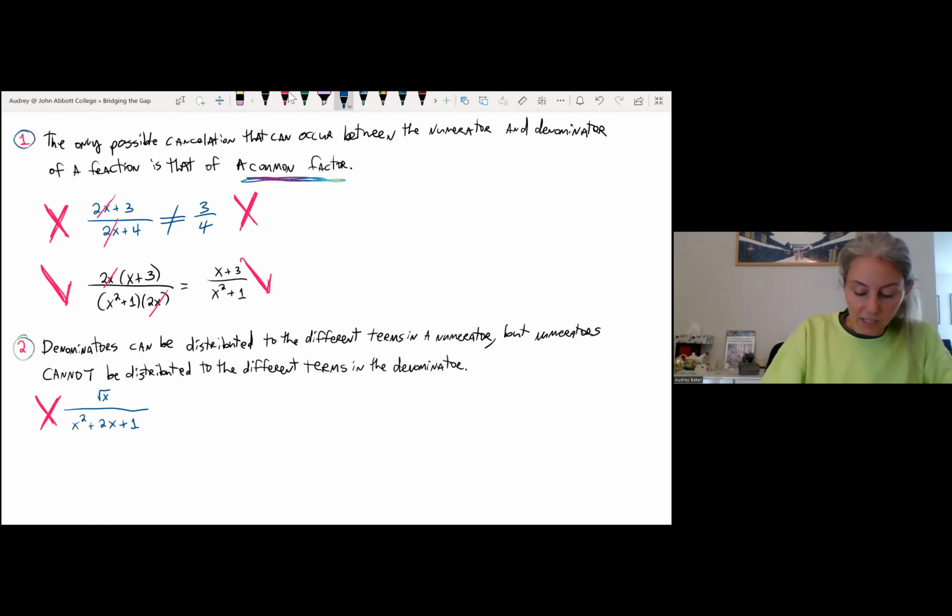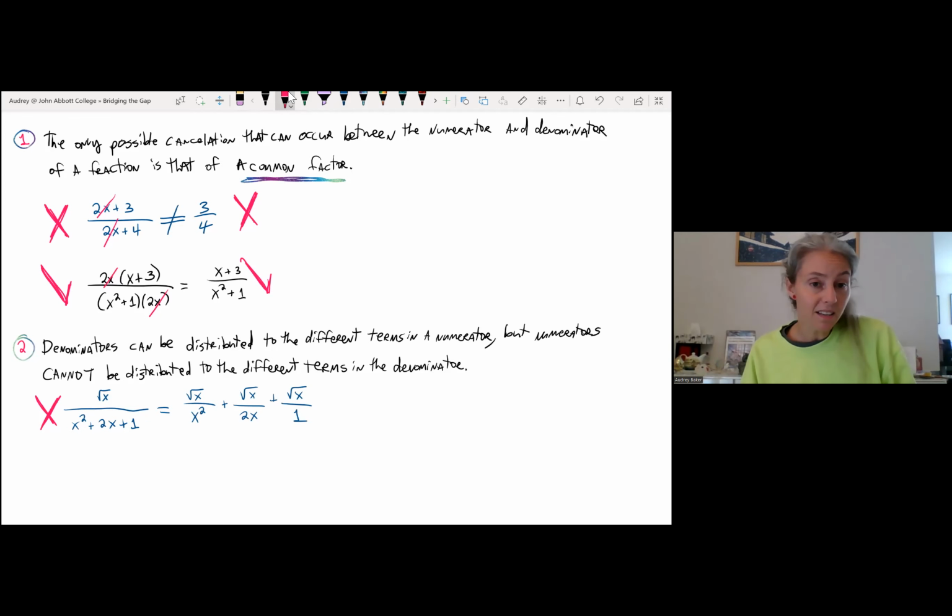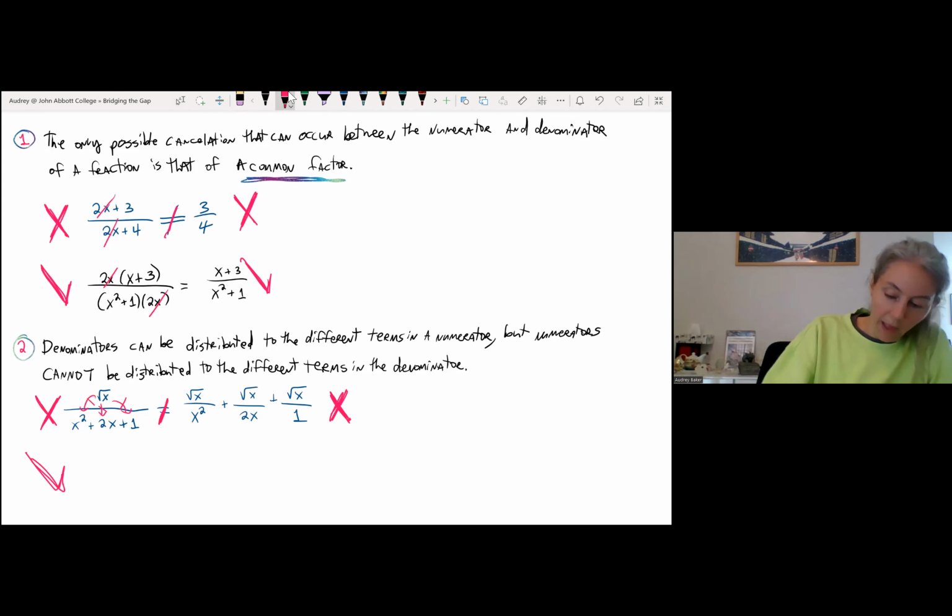Some of you might be tempted to say that this is equal to the square root of x over x squared plus the square root of x over 2x plus the square root of x over 1. But can I do that? The answer is no. I cannot distribute the numerator to the different terms in the denominator. And technically, that's what I just did. So this does not equal that. I cannot do that. However, if I were to flip this fraction over and say x squared plus 2x plus 1 over the square root of x, then that's okay.